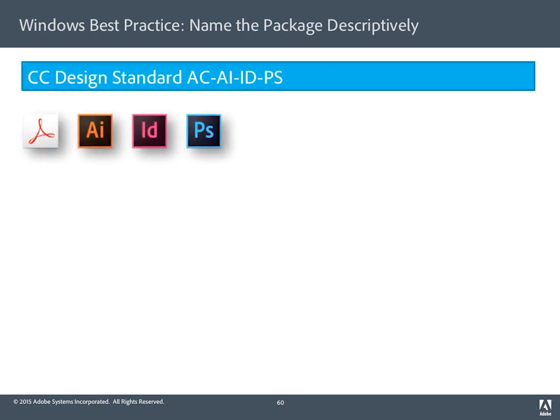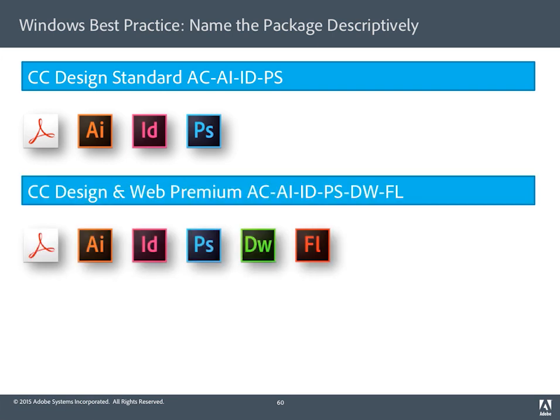Many of the app icons for our products, with the exception of Acrobat, are composed of two initials which are descriptive. For example, AI is Adobe Illustrator, ID is InDesign, and so on. In this first example, I'll call the package CC Design Standard AC-AI-ID-PS. This name includes both the entitlement name, Design Standard, and the names of the individual apps. Similarly, here's one for Design and Web Premium.